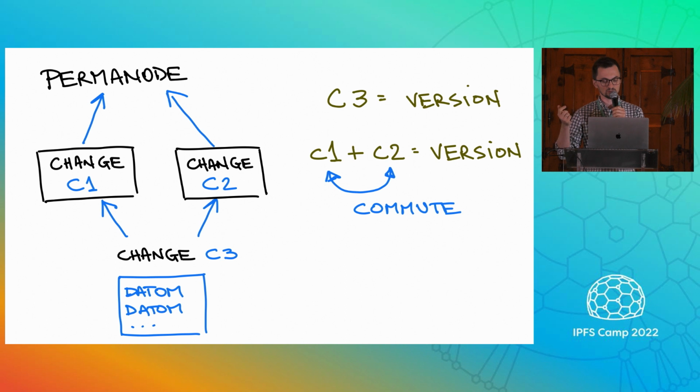And those two commute. It doesn't matter which one goes first. The state essentially is going to be the same. So having all this information, the causal DAG of changes, atomic attributes, and these attribute-value pairs, and logical clocks, we can implement different data types.